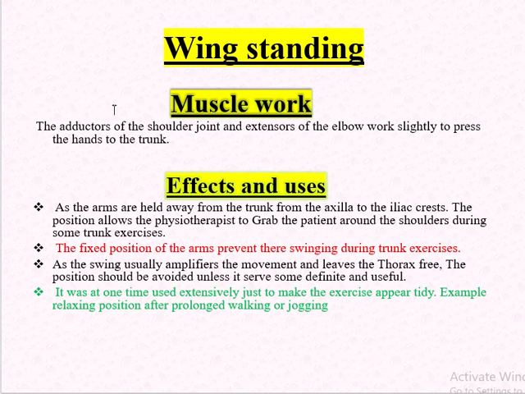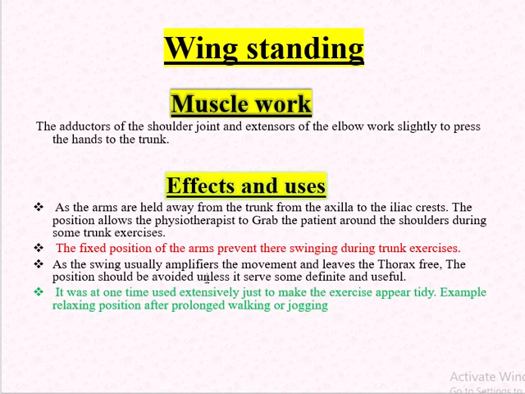Wing standing muscle work. The adductors of the shoulder joint and extensors of the elbow work slightly to press the hands to the trunk. Effects and uses: as the arms are held away from the trunk, from the axilla to the iliac crest, the position allows the physiotherapist to grab the patient around the shoulders during some trunk exercises. The fixed position of the arms prevents their swinging during trunk exercises.